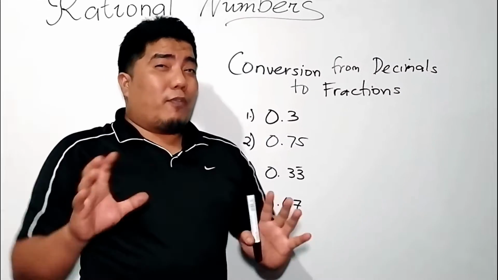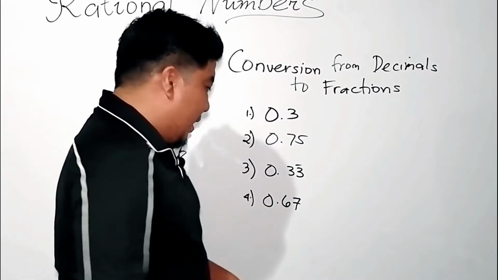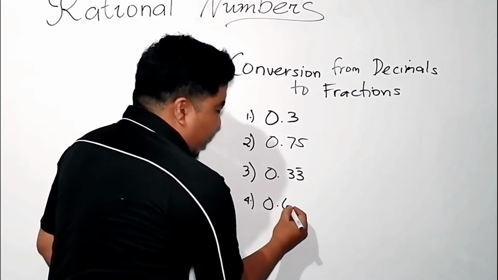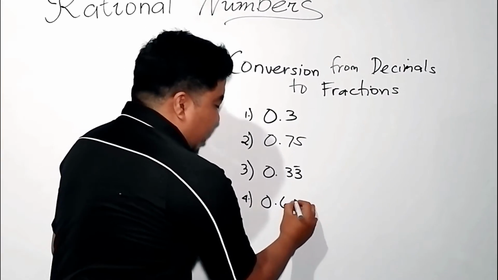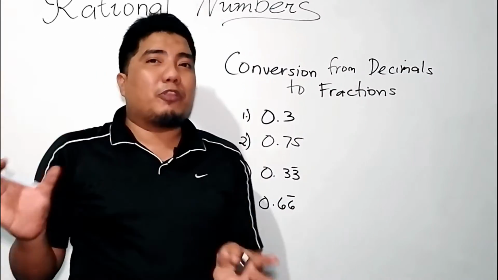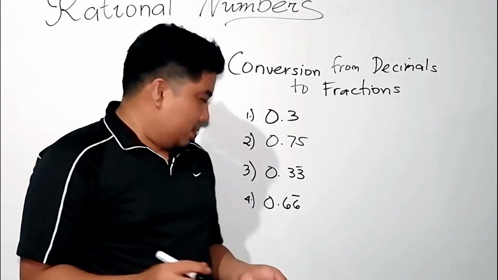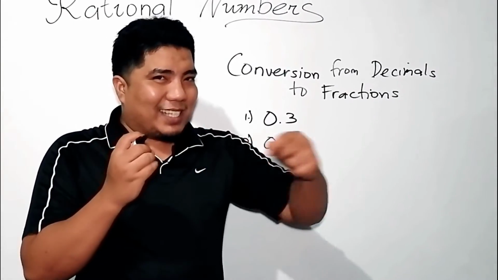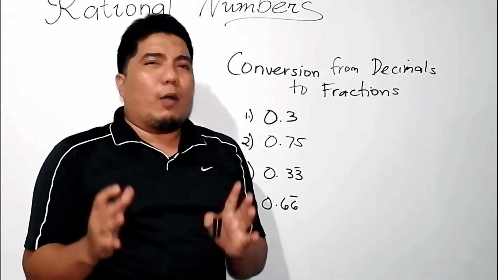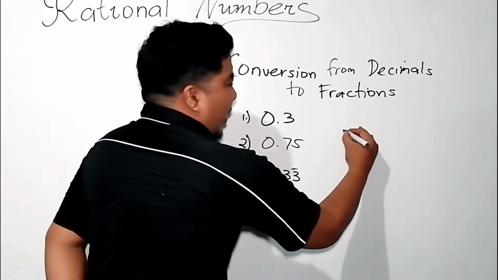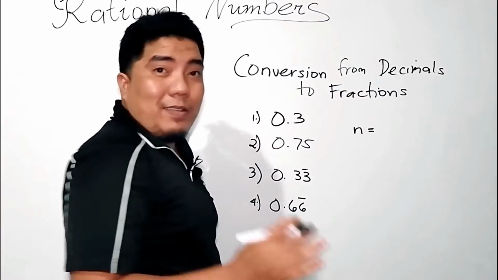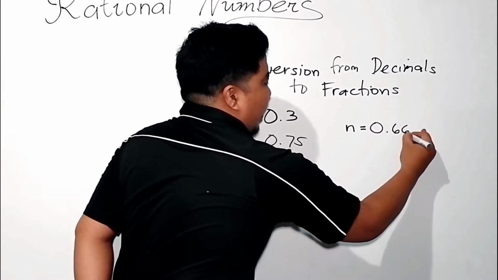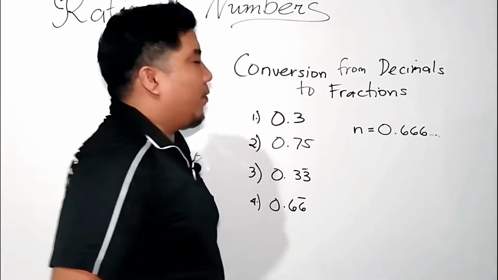Okay, math learners, for you to be good on that matter, let's change our fourth example. This is 0.67, right? Let's change this into 0.666, non-terminating but repeating, so this will never end. The question is, how do we do this? First step, you make an n and make this the given. So n is 0.6666, and so on and so forth.